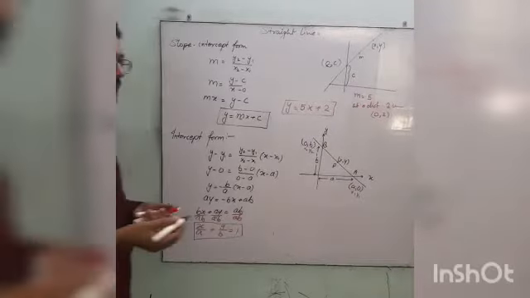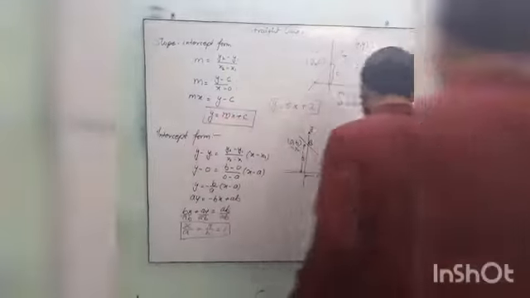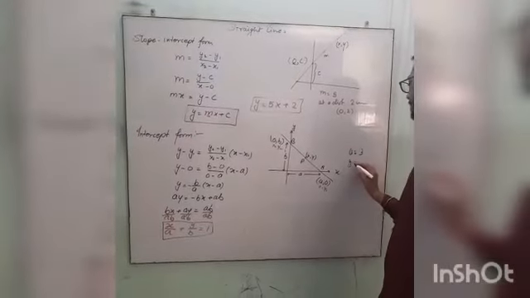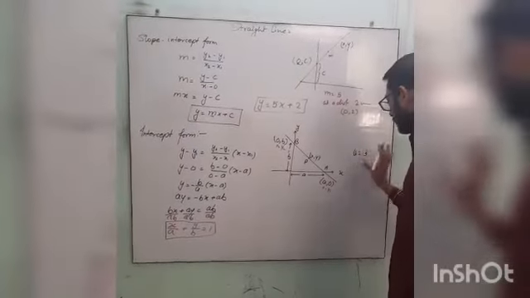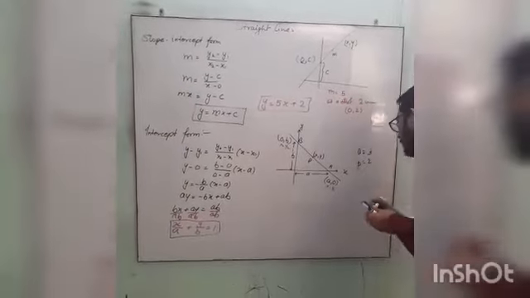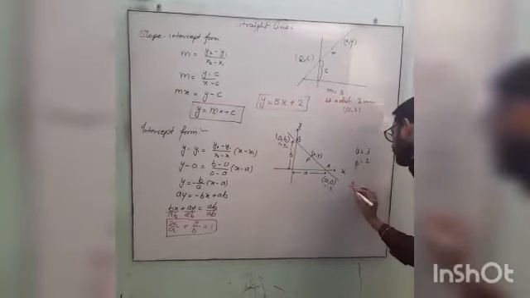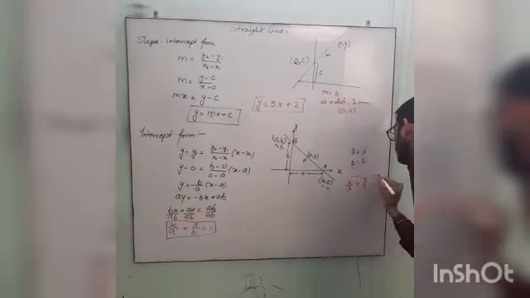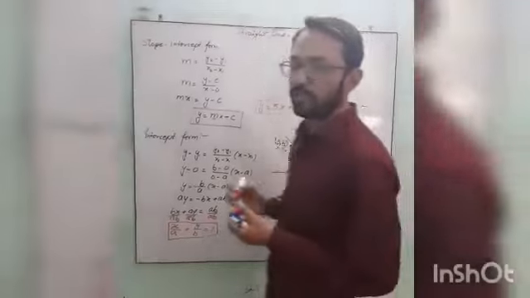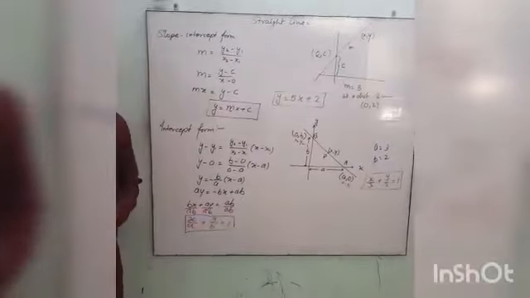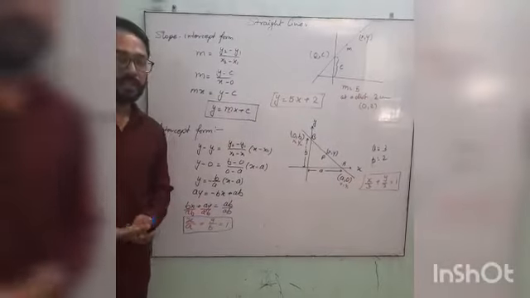For example, again I am taking, if the x-intercept is 3 units and the y-intercept is 2 units, in this case the equation of the line will be x upon 3 plus y upon 2 equals 1. So this will be the equation of the line in the intercept form. Like this way we could solve the questions.